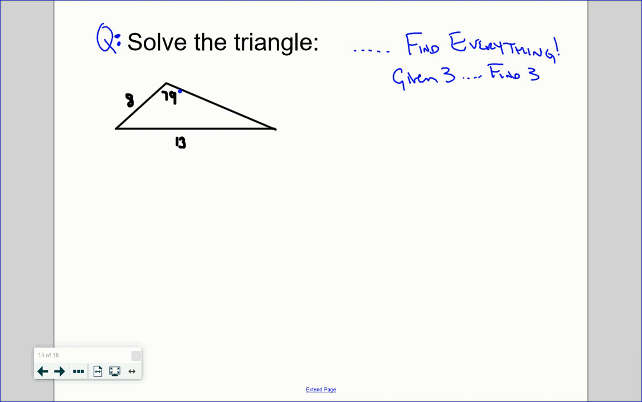So I'm just going to label them. I'm going to label that corner theta. I'm going to label this corner alpha. You can use X and Y, it doesn't matter. You don't have to use fancy symbols. And I'm going to label this side X.